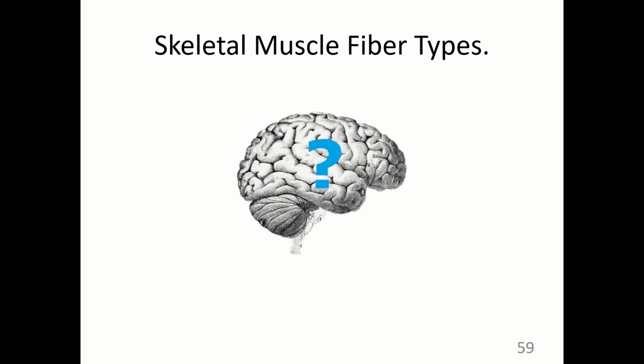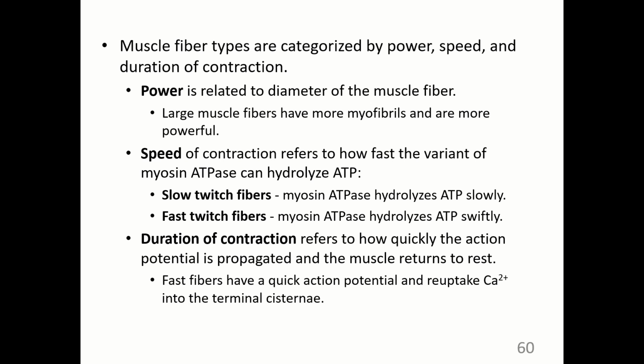Now let's look at skeletal muscle fiber types. Muscle fiber types are categorized by power, speed, and duration of contraction. Power is related to the diameter of the muscle fiber. Speed of contraction refers to how fast the variant of myosin ATPase can hydrolyze ATP. And the duration of contraction refers to how quickly the action potential is propagated and the muscle returns to rest.